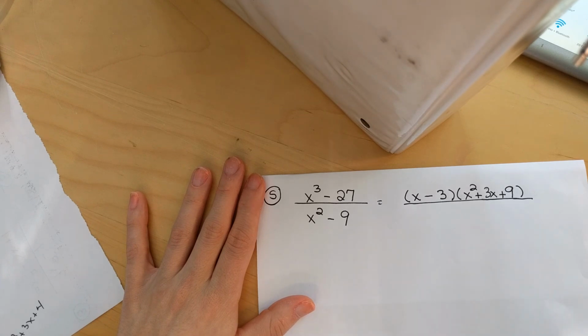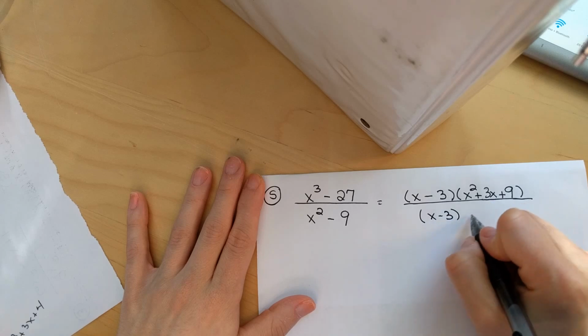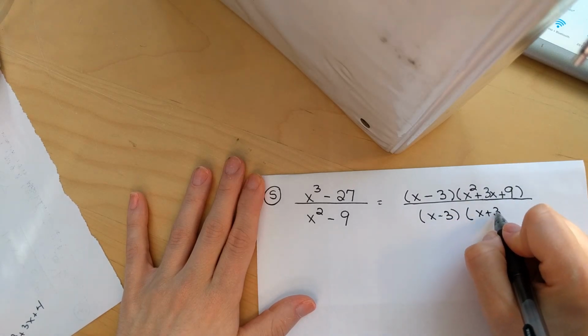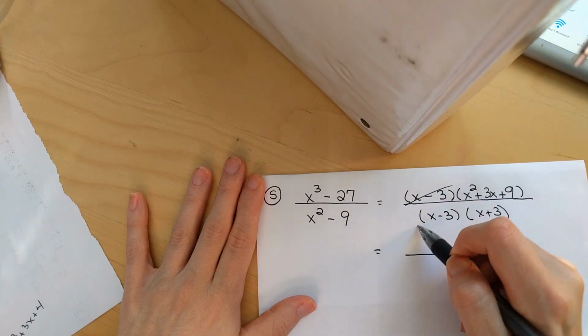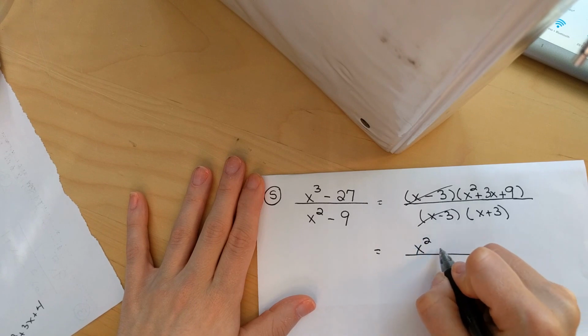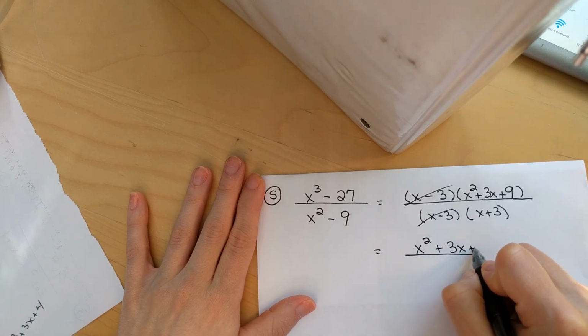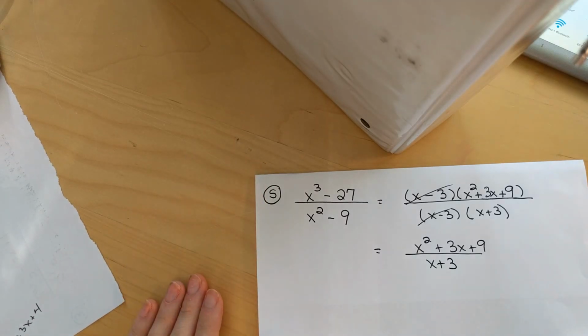x squared minus 9 is a difference of squares. That will factor into x minus 3 and x plus 3. And as you can so very nicely see, the x minus 3's will cancel out. This then leaves me x squared plus 3x plus 9 all over x plus 3.